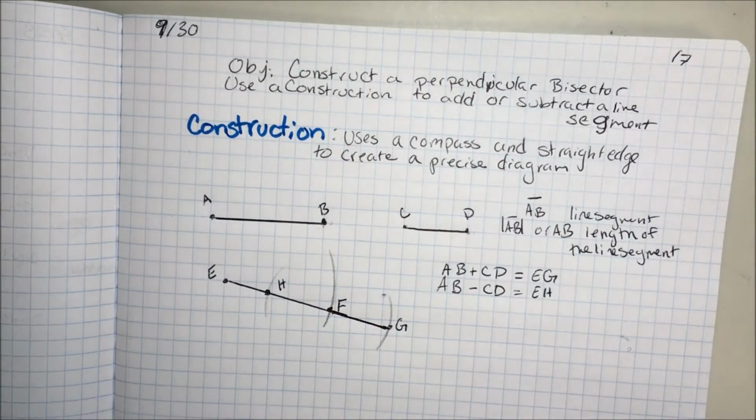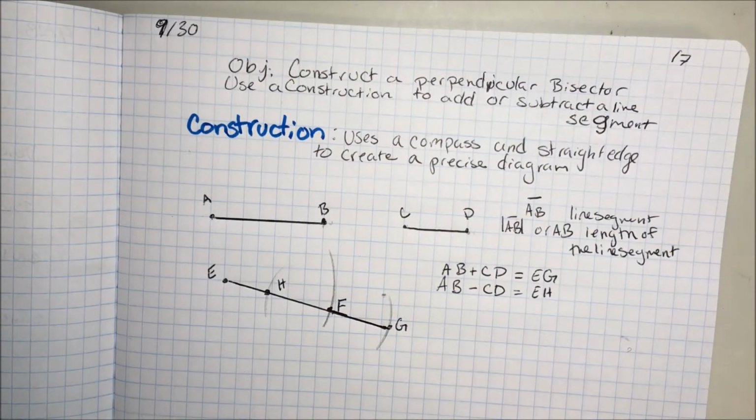So now we need to just construct a perpendicular bisector. So what is a perpendicular bisector?